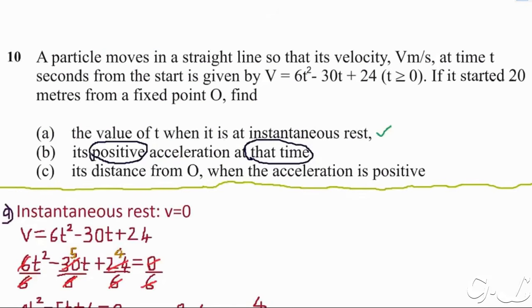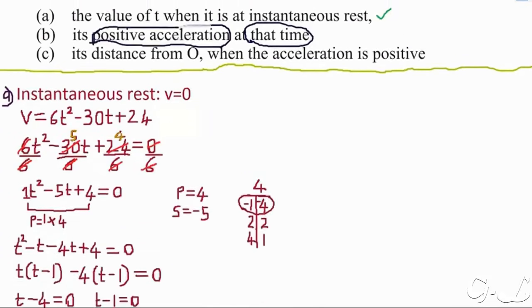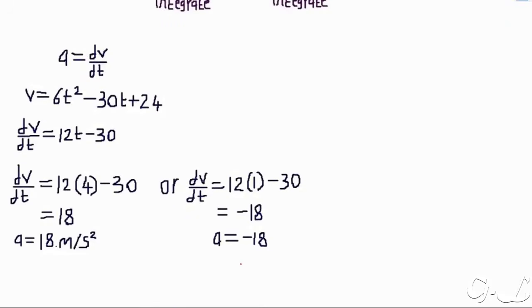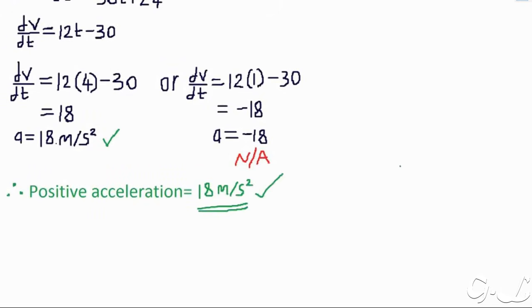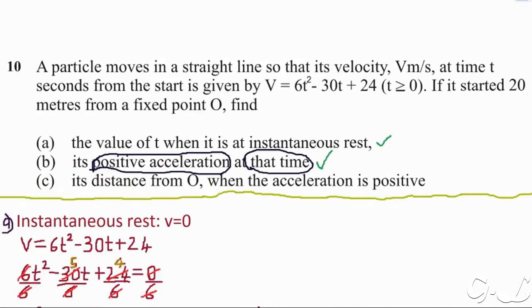So now we're given that it should be positive acceleration. Now is a negative 18 positive? No, that is a negative answer. So therefore that is NA, it is not applicable. So therefore positive acceleration is equal to 18 meters per second squared. You even get your marks like that.